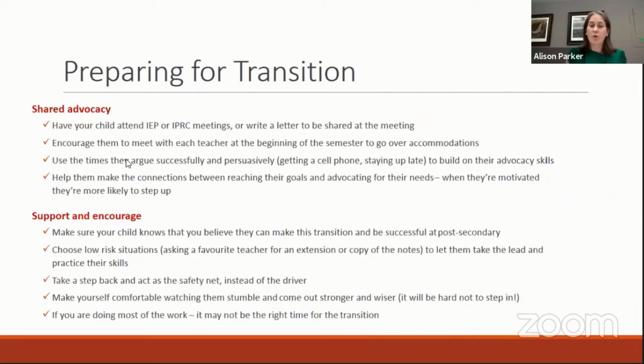And really just support and encourage your child that you believe they can make the transition and be successful at post-secondary school. It can be really challenging to take that step back, and it can be equally challenging for your child to take the step forward, to take that lead. So really spend the time early to give them chances to lead and chances to stumble and come out stronger, because that's what helps improve their resiliency, which is a really important skill to take with them.